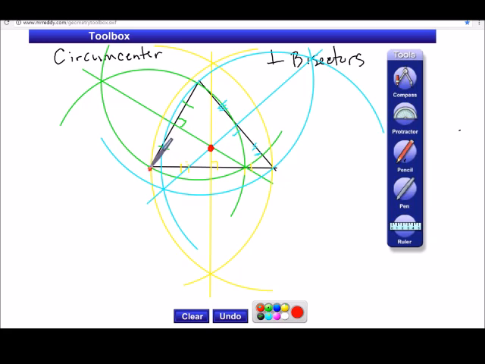And I am going to use the vertices of my triangle because we know the circumcenter is equidistant from those vertices, which means I set my compass on the circumcenter and to the length of one of my vertices, and I can circumscribe a circle about my triangle. I constructed the circumcenter using my perpendicular bisectors, which is equidistant from the vertices of the triangle, which allows me to circumscribe a circle about my triangle.